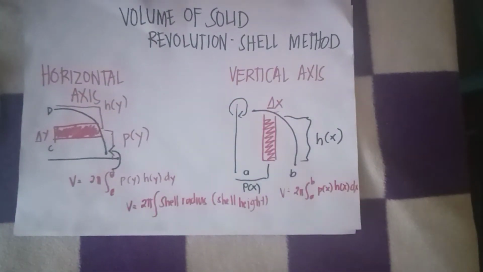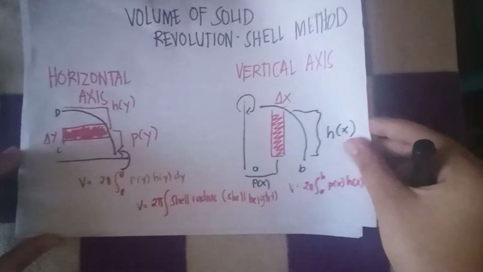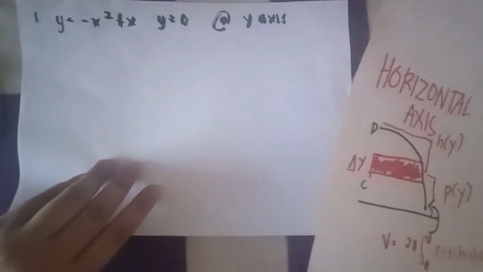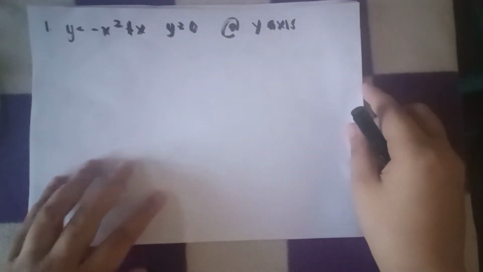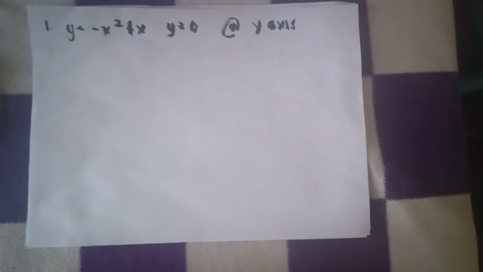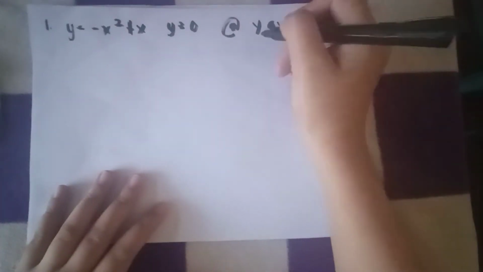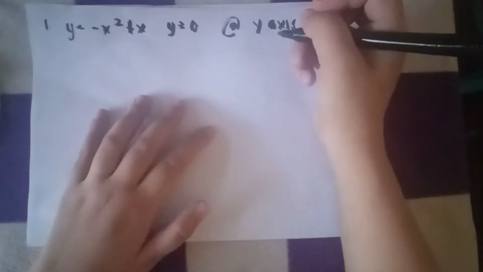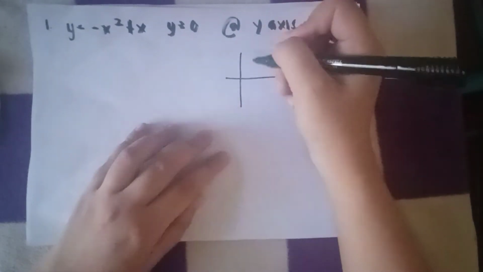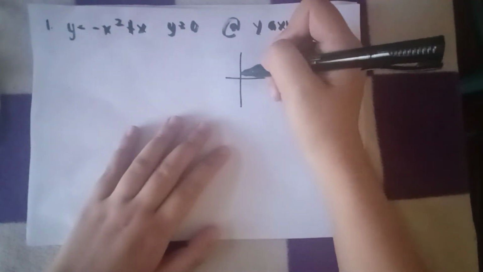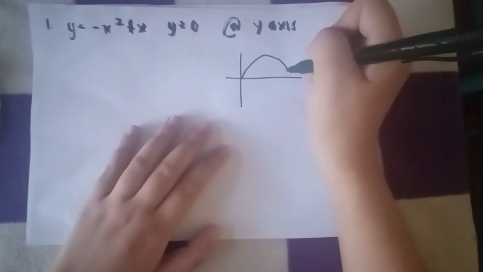So, para mas maintindihan nyo, I provided some examples for you to follow. Number 1. y is equal to negative x squared plus x, y is equal to 0, revolving about the y-axis. Una po, i-graph muna natin ito. Sa pag-graph niyan, ang graph po ni negative x squared plus x is somehow like this. Pababa.